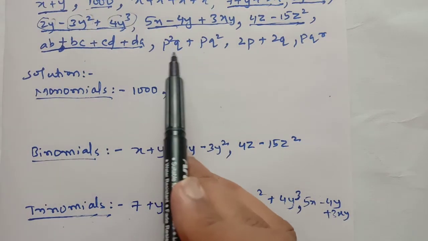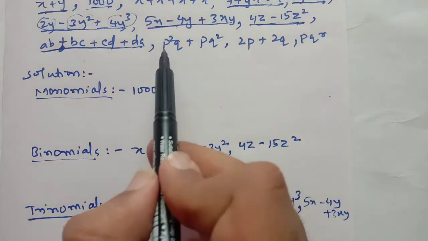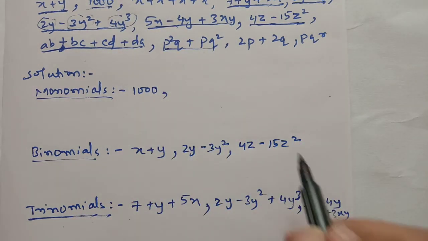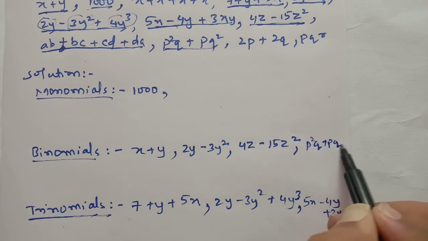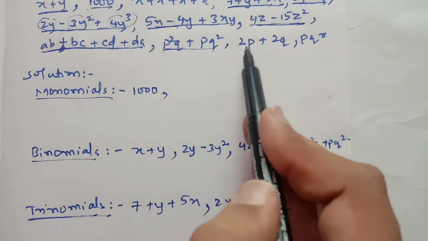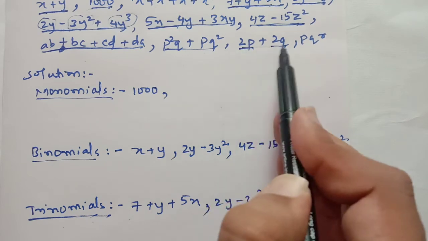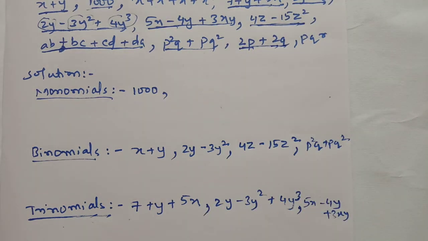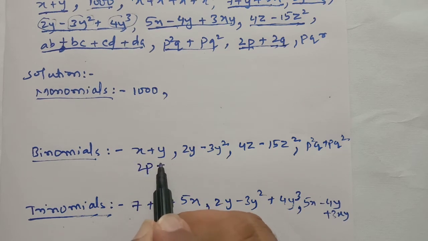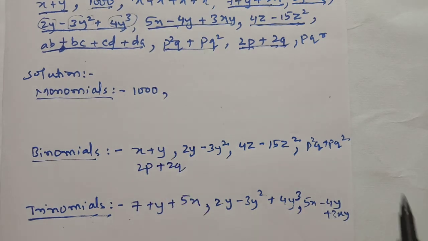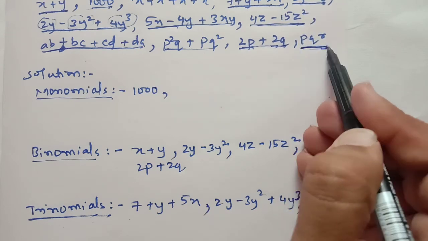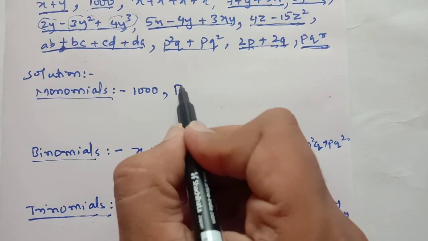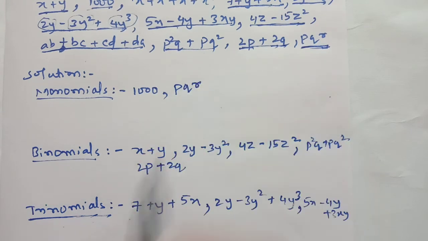Now next, p square q plus pq square. 2 terms, student, it will come in binomial. p square q plus pq square. Next student, 2p plus 2q, two terms are there, so this also comes in binomials. 2p plus 2q. Last, student, pqr, this is one term, so this will come in monomial.